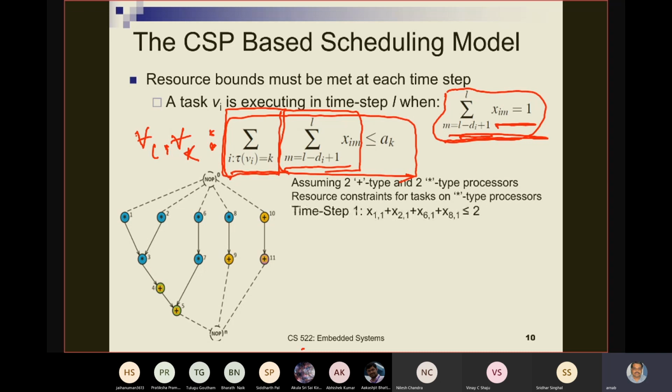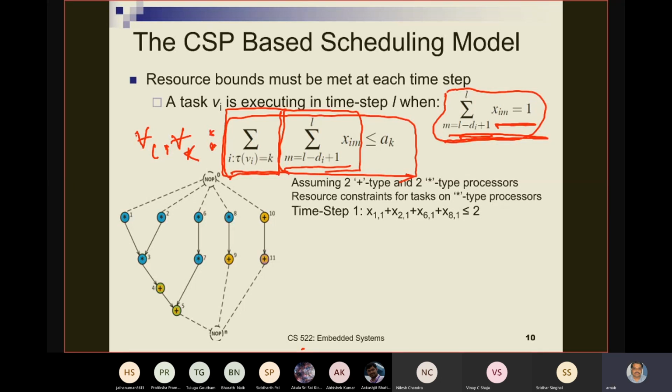What is it saying? If you have two types of processors, then possibly how many tasks can be executing at time step 1 of start type? x11, x21, x61, x81, because all these can possibly be scheduled in time step 1. But this number actually has to be less than or equal to 2. This is what my constraint tells me.